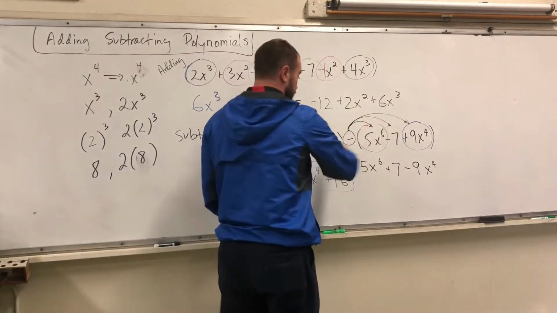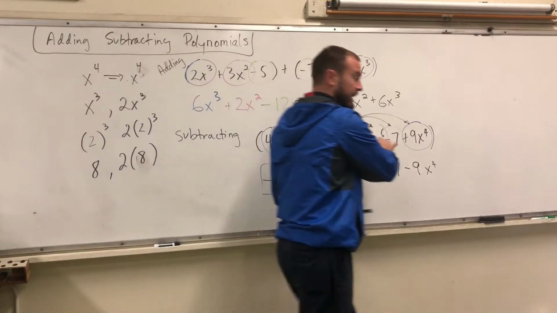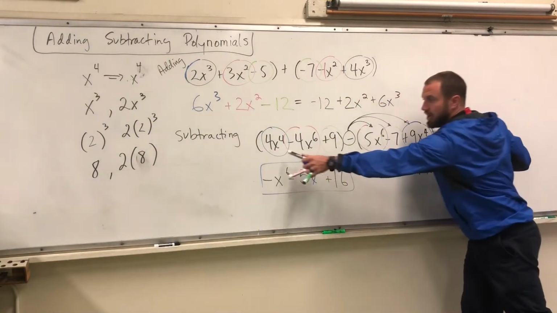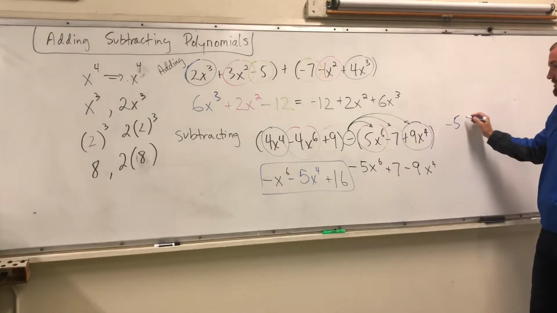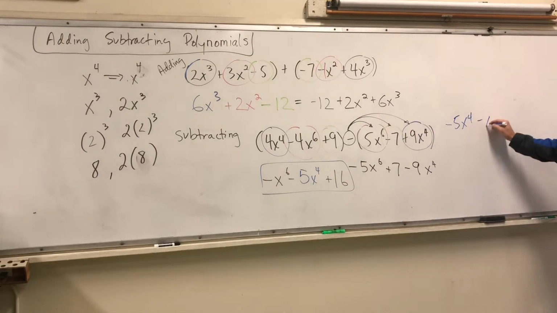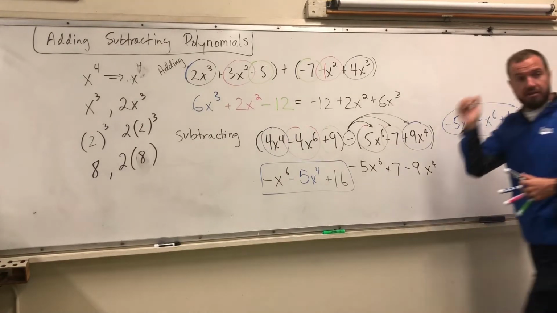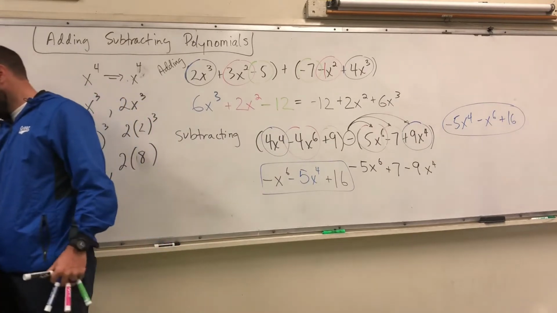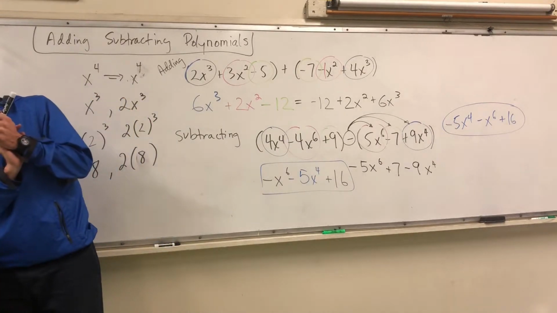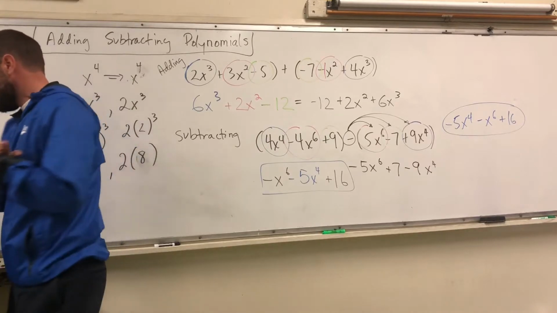If you combined your x to the 4th first, and then you listed it and this was your final answer, you're correct, because you've correctly combined your like terms. Unless I say, please provide your final answer in descending form. I think on your objectives, I don't think it's in descending form. It's just there. You got it. Some of it is, some of it's not.